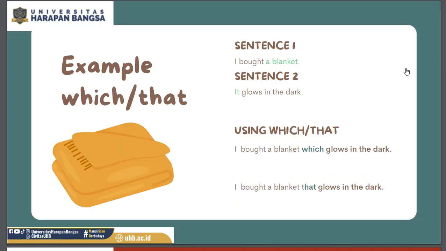Next, example of which or that. The first sentence: I bought a blanket. The second sentence: it glows in the dark. So the blanket glows in the dark. When we want to make it into a relative clause, it will be: I bought a blanket which glows in the dark. So which represents the subject, which is the blanket. Or we can also use that: I bought a blanket that glows in the dark.